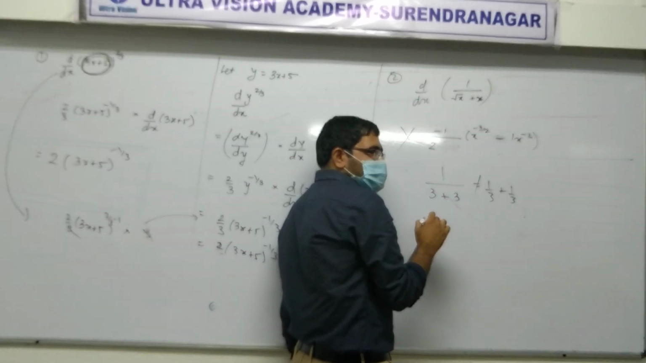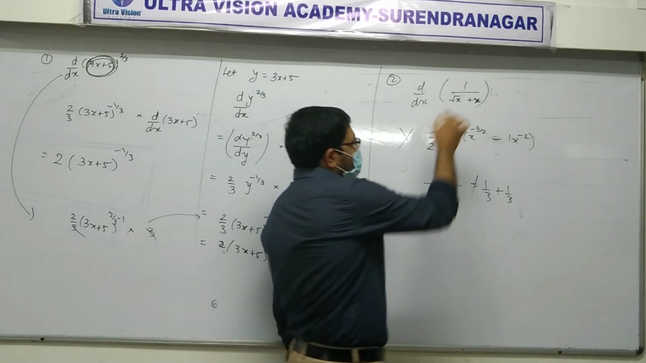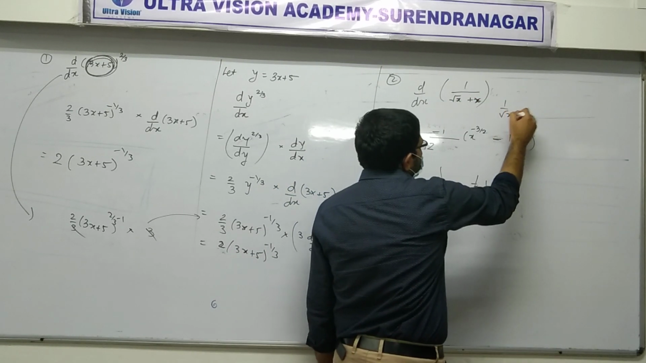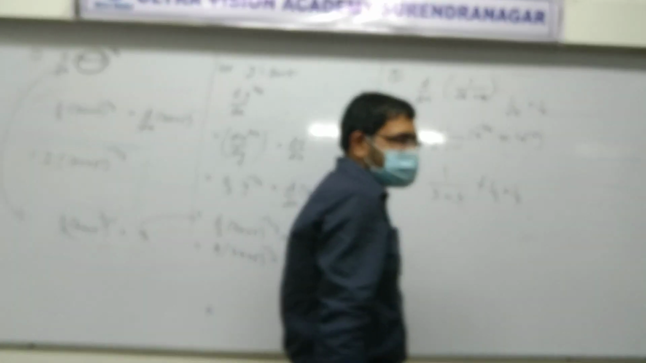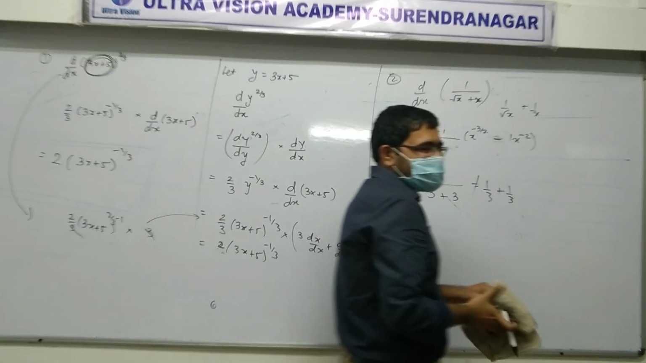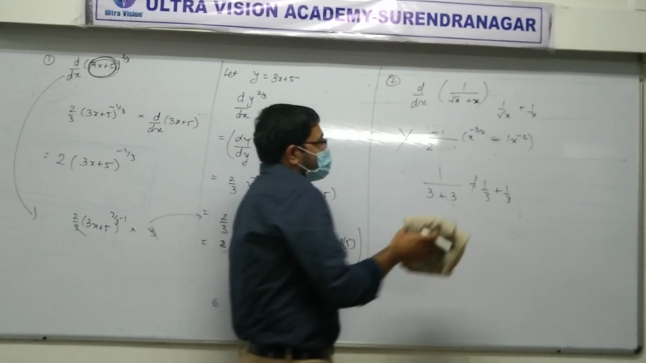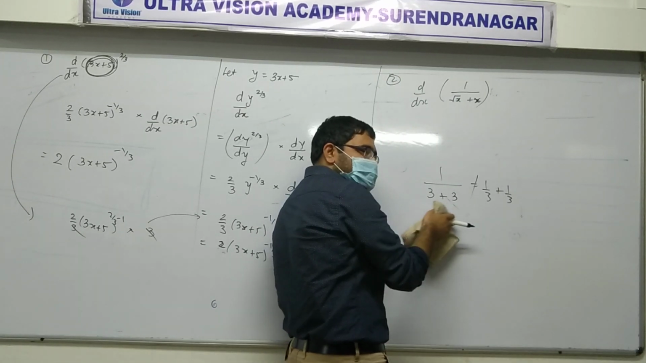Understood what you have done and what's wrong? You have separated these two and you have written 1 by root x plus 1 by x and then you have done its differentiation. Am I right or not? So that's not correct. No problem, that's for next time.